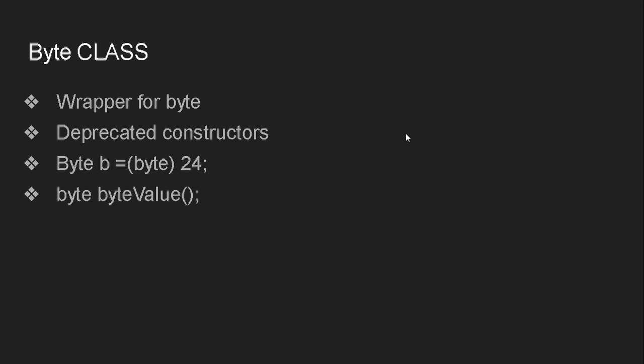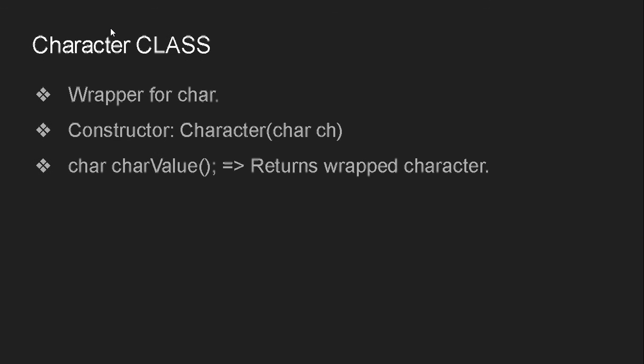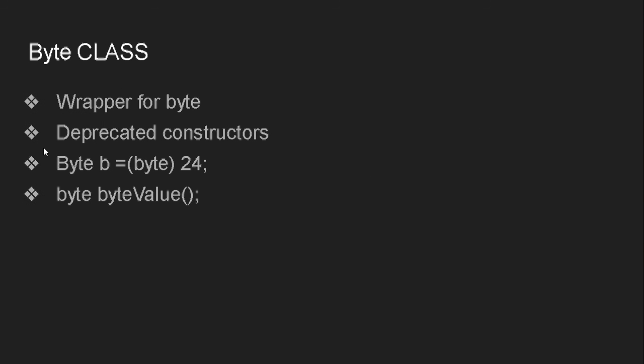All right, so now I'm going to talk about the Byte class. This Byte class is a wrapper for byte. Again here the B is capitalized, and here the b is a lowercase character, and this is a wrapper for this particular primitive data type. Now this class is slightly different from the Boolean class and the Character class. Here the constructors are deprecated. You can try to use the constructor, but deprecated means it is obsolete, it is no longer in use. So that is the meaning of deprecated.